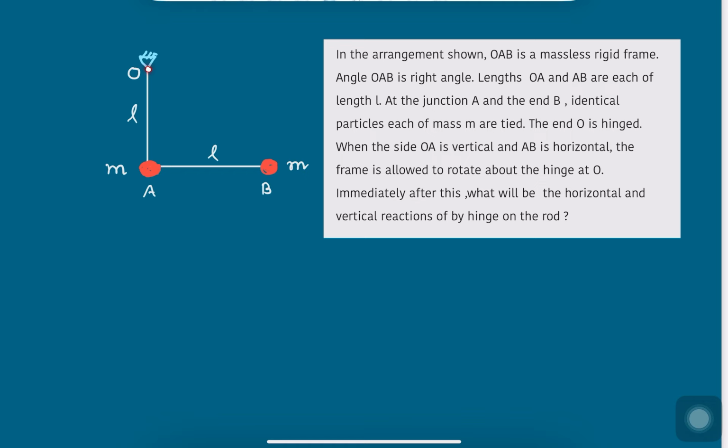This point O is hinged. When this side is vertical and this is horizontal, this frame is allowed to rotate from rest. Immediately after that, we have to find what will be the reaction of this hinge on this frame in horizontal direction and in vertical direction, right?